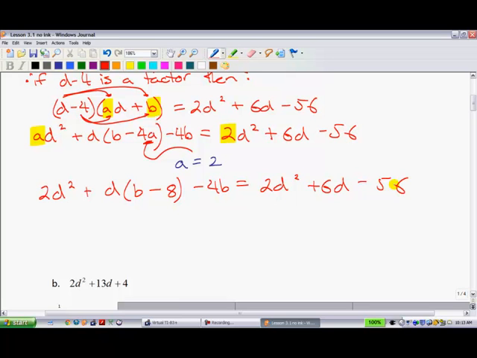Alright, so we're getting there. Now, if we take a look here, is there anything else that looks kind of similar? Well, the parts I'm going to highlight now are this B right here, actually the negative 4B, and the negative 56.